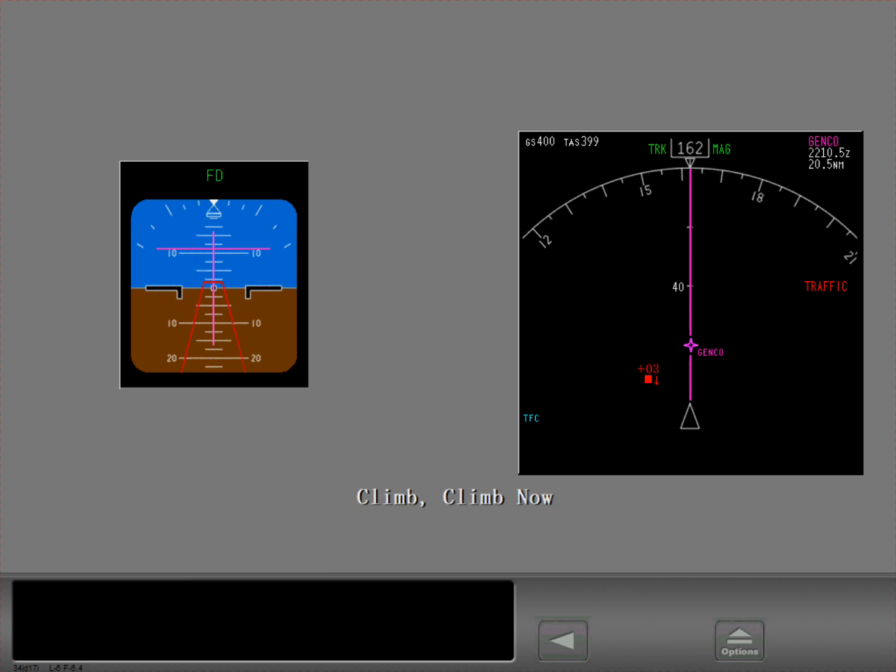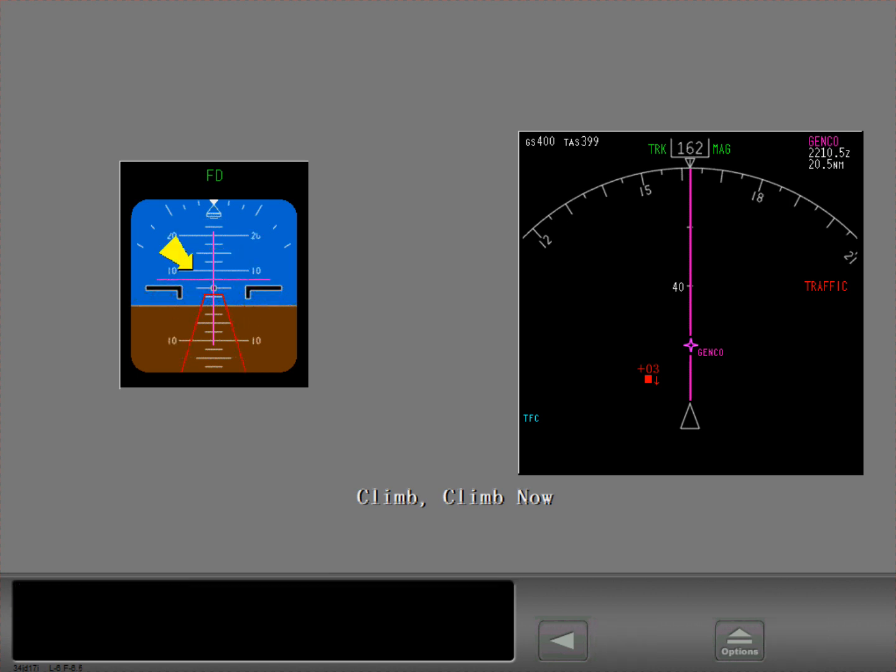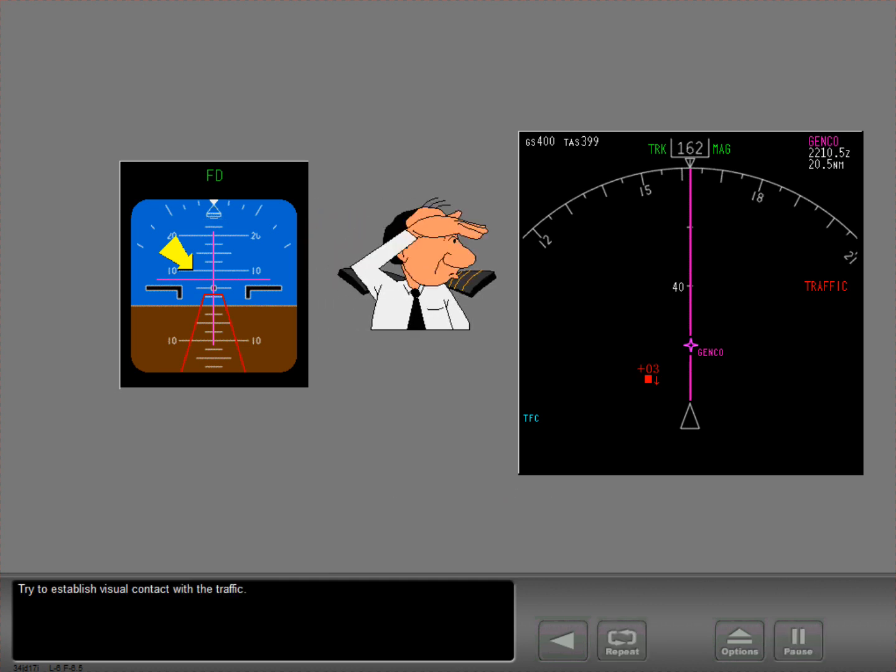Climb, climb now. Climb, climb now. TCAS calculates the path of the traffic again and gives a different RA. Vertical guidance on the attitude indicator changes to a climb, and Climb, Climb Now commands an immediate climb for safe separation. Try to establish visual contact with the traffic.